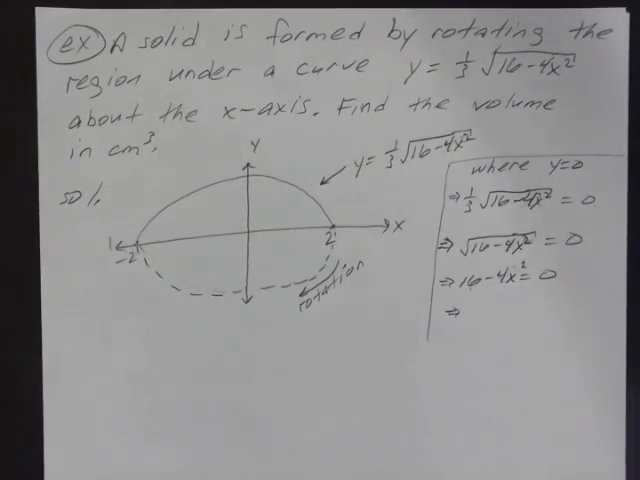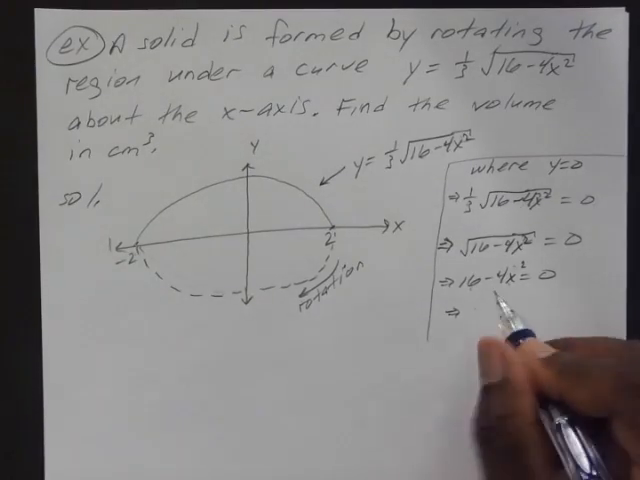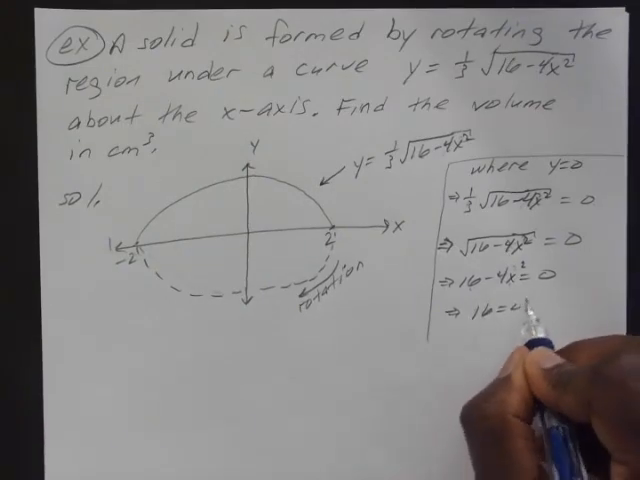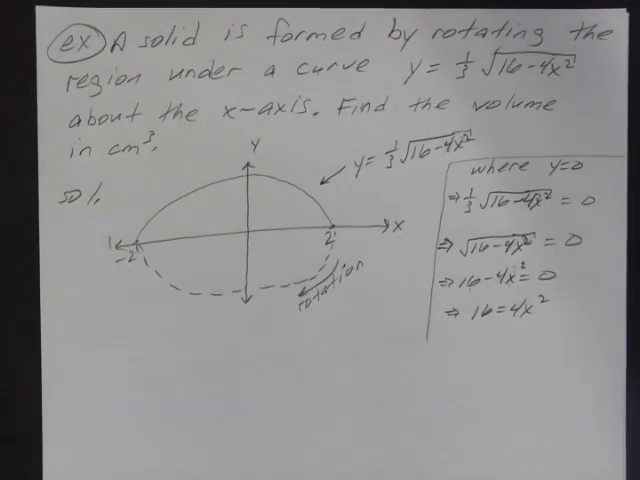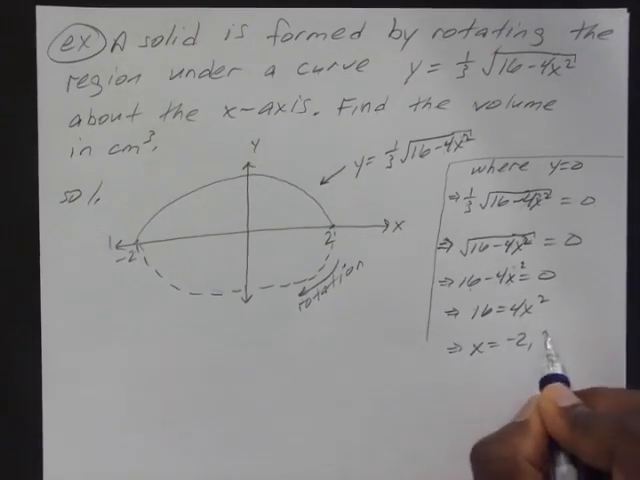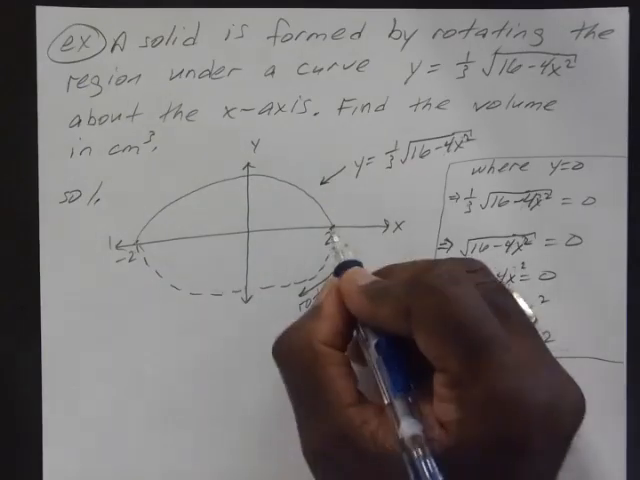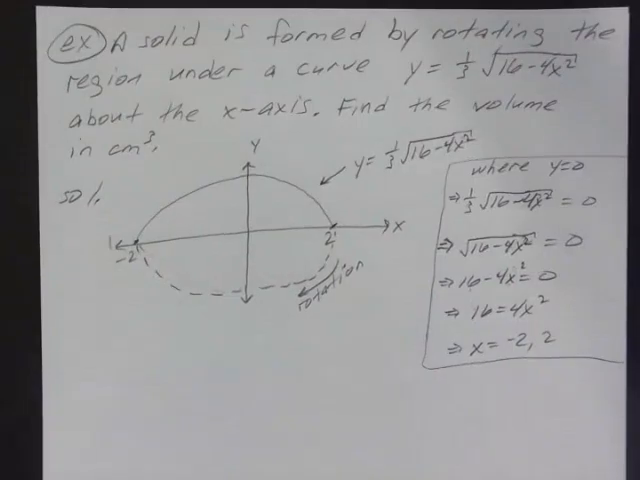So we add 4x squared to both sides. We have 4x squared equals 16, or 16 equals 4x squared. Divide both sides by 4, we get x squared is equal to 4, which gives us x is equal to 2 and negative 2. Okay, so that's how we knew that these two points were at 2 and negative 2.